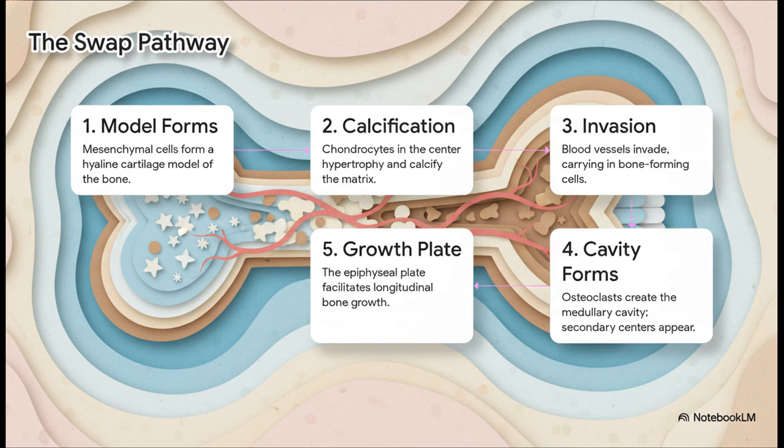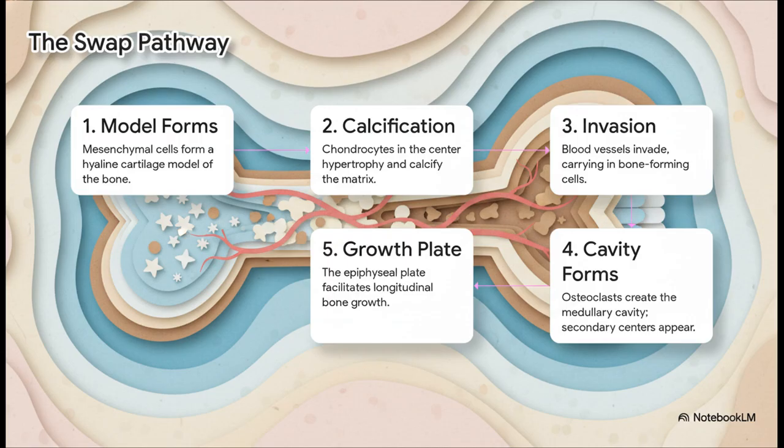It all starts with that cartilage model, formed by cells called chondrocytes. Then, in step 2, things get dramatic. The chondrocytes right in the middle of the model swell up, that's hypertrophy, and they start to calcify the matrix around them. This actually cuts off their own nutrient supply, and as they start to die, they send out a chemical flare, a distress signal called VEGF.